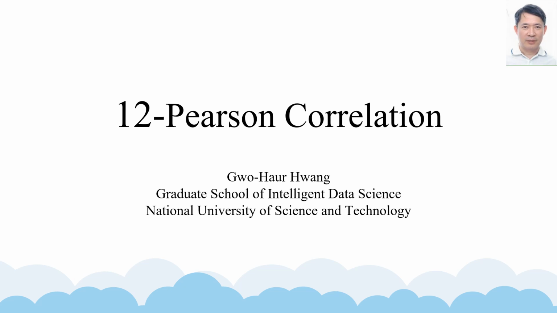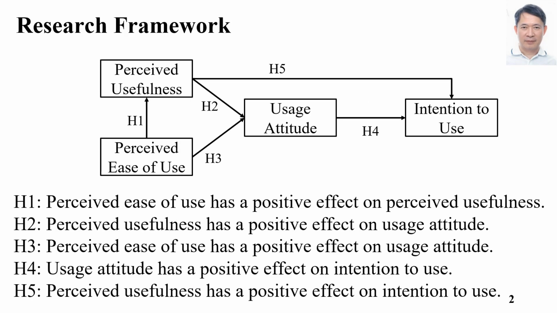Today I will introduce the analysis of Pearson correlation in Unit 12. The example we are going to introduce today is the Technology Acceptance Model, TAM. Commonly used in TAM are perceived ease of use, perceived usefulness, usage attitude, and intention to use.